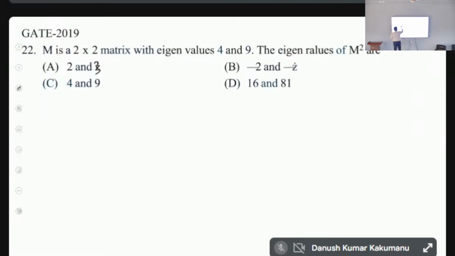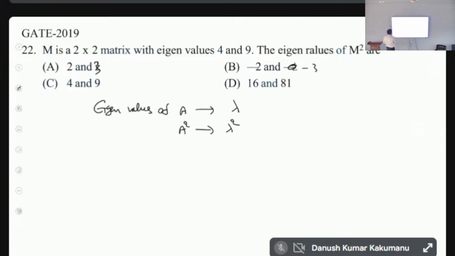It's 2 and 3, 4 and 9. It's 2, minus 2 and minus 3. Now you can guess the answer. What is the answer? If eigenvalues of A are lambda, what is the eigenvalue of A square? A square eigenvalue is lambda square.